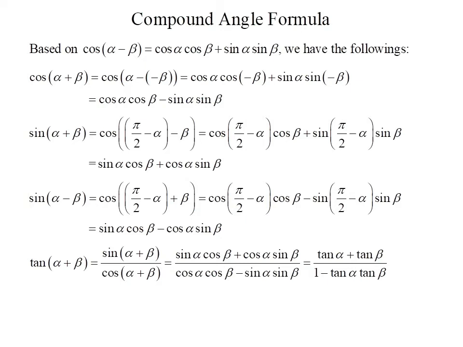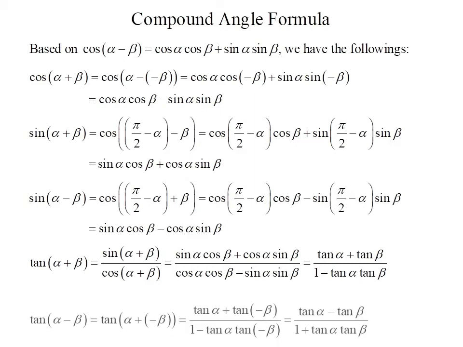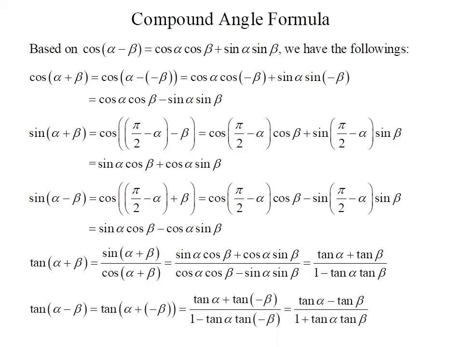As for tangent alpha plus beta, it can be written as sine alpha plus beta over cosine alpha plus beta. After expanding both sine alpha plus beta and cosine alpha plus beta, every term is divided by cosine alpha cosine beta. So tangent alpha plus beta equals the sum of tangent alpha and tangent beta over the result of 1 minus tangent alpha tangent beta. In a similar manner, we can also derive tangent alpha minus beta, which equals the result of tangent alpha minus tangent beta over the sum of 1 plus tangent alpha tangent beta.